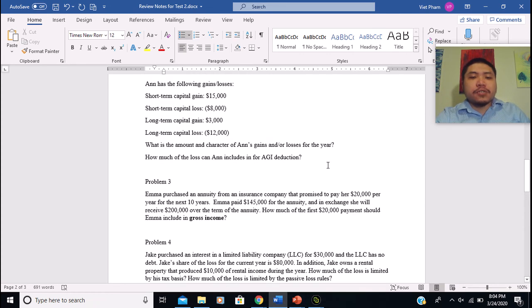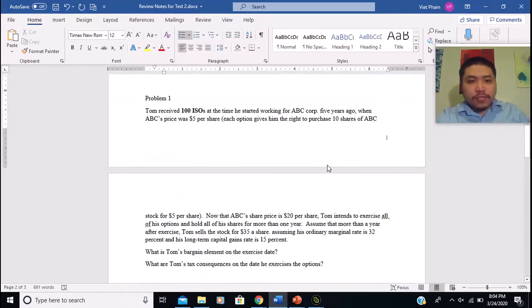Alright, so let's start. Let's look at the first question. This question says Tom received 100 ISOs. So this is the stock options, right? At the time he started working for ABC Corp five years ago, when the stock price was $5 per share. And each of these options gives him the right to purchase 10 shares.